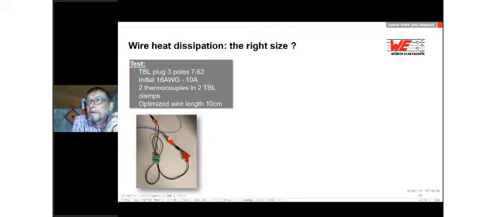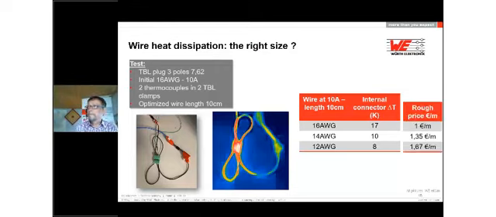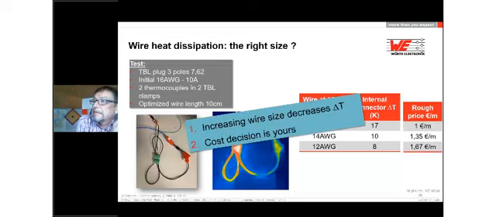Yeah, the right size of the wire. Therefore, we also checked some things. We tried out an AWG16, an AWG14 and an AWG12, and the internal connector temperature went down. The thicker the cable, the lower the AWG. But you also have to pay more for it. Increasing the wire sizes decreases our delta T, but the cost decision is yours in this case. You always have to take care in between the costs and the temperature.